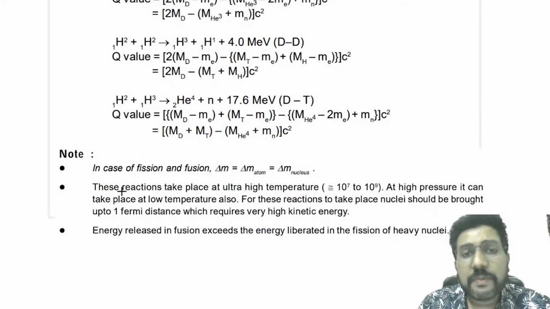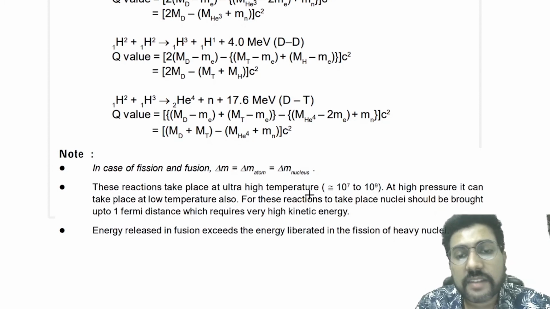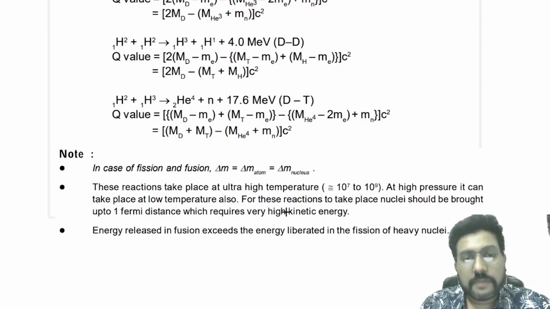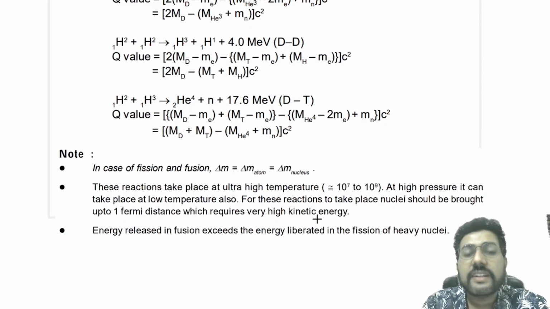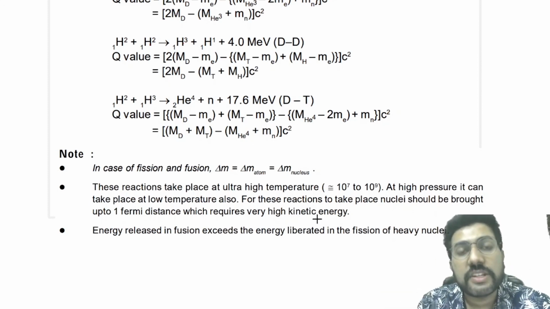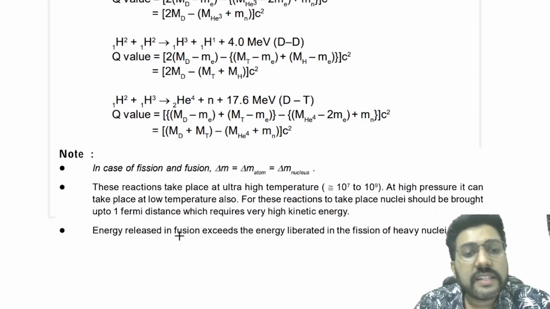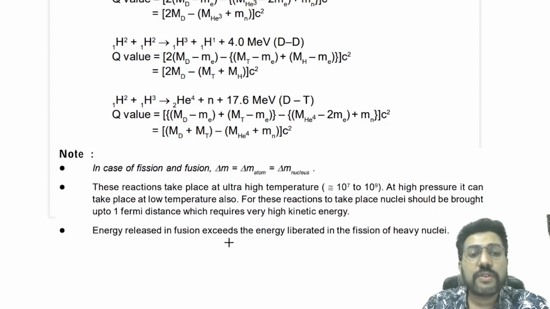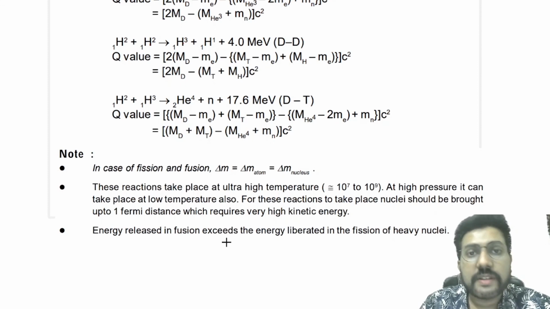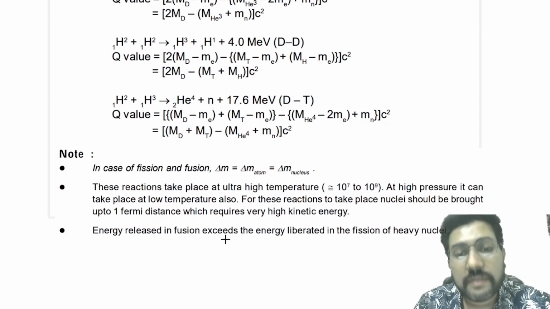Now again I am repeating, these reactions take place at ultra high temperatures and at high pressures. For these reactions to take place, the nuclei should be brought up to 1 femtometer distance. That means they have to touch each other, which requires very high kinetic energy. Such high thermal kinetic energy can be generated only at temperatures of millions of degrees Celsius. Energy released in fusion exceeds the energy liberated in fission of heavy nuclei. I have told you energy released in fusion per unit mass is more than the energy liberated in fission per unit mass.